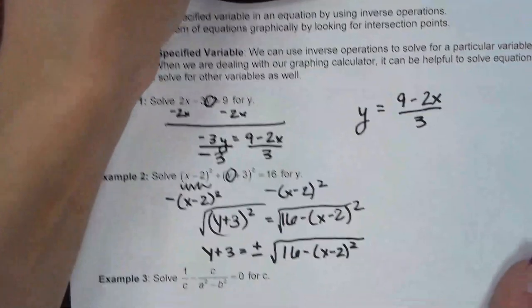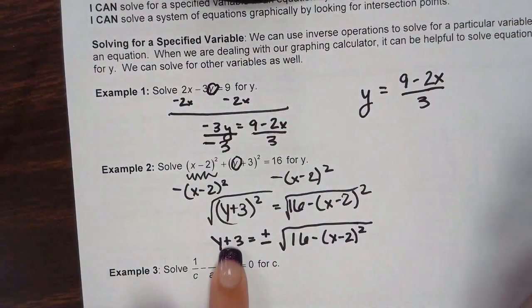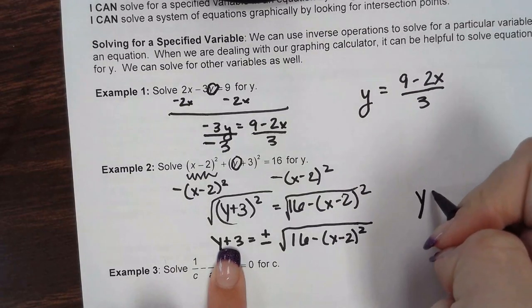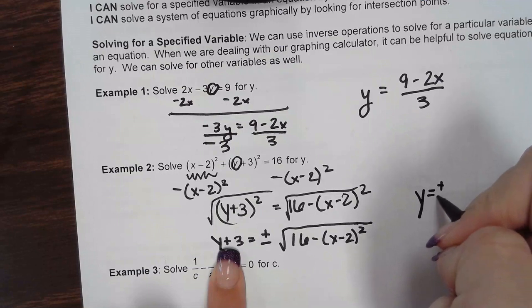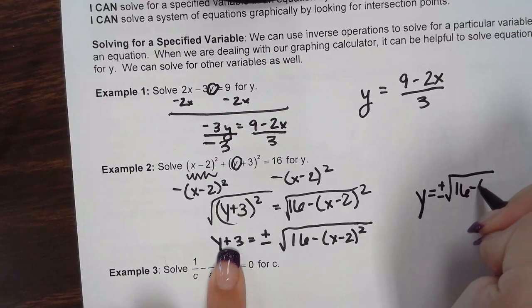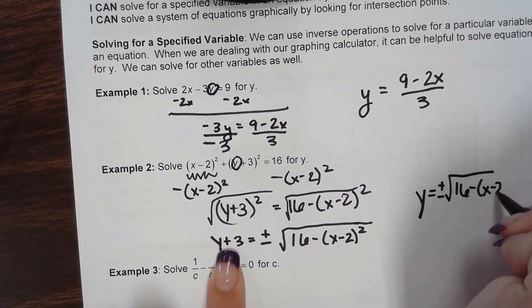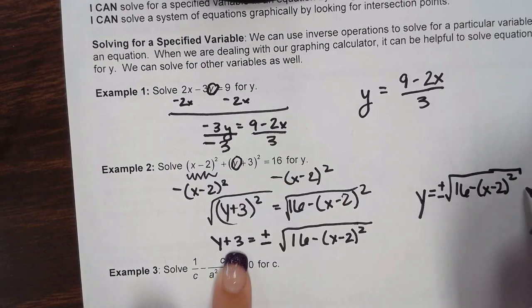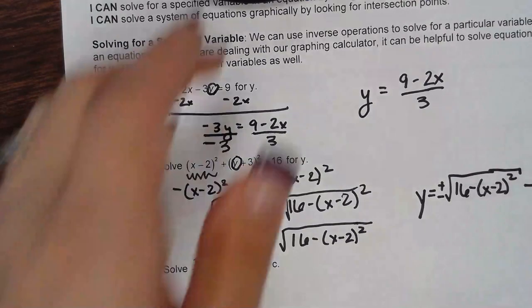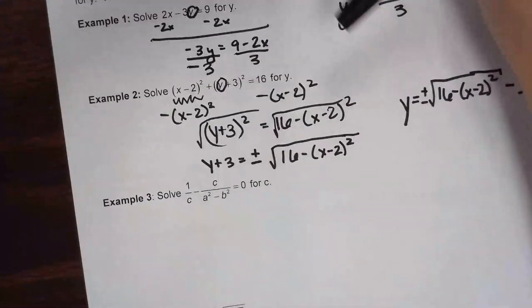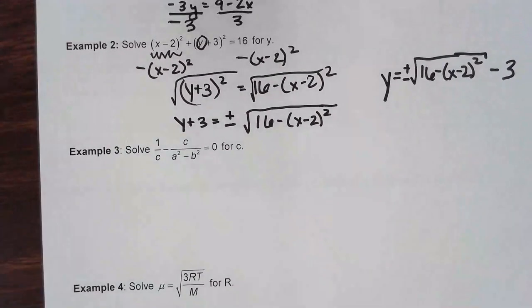Now, the last thing we have to do is get the 3 over to the other side, so we subtract. And our final answer is y equals plus or minus the square root of 16 minus x minus 2 squared, and then minus 3. Sorry, you guys didn't see that. There we go. Alright, let's move on. It's going to keep getting more difficult here.